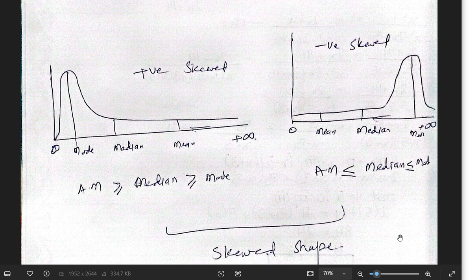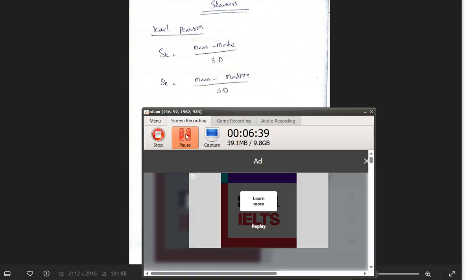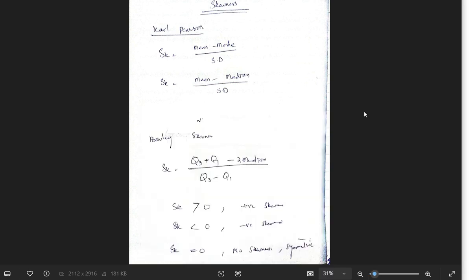Now mathematically, how can we find this? These are the two formulas for skewness. Skewness can be measured with two formulas. The first formula is called Pearson's skewness. SK is equal to mean minus mode, divided by standard deviation.